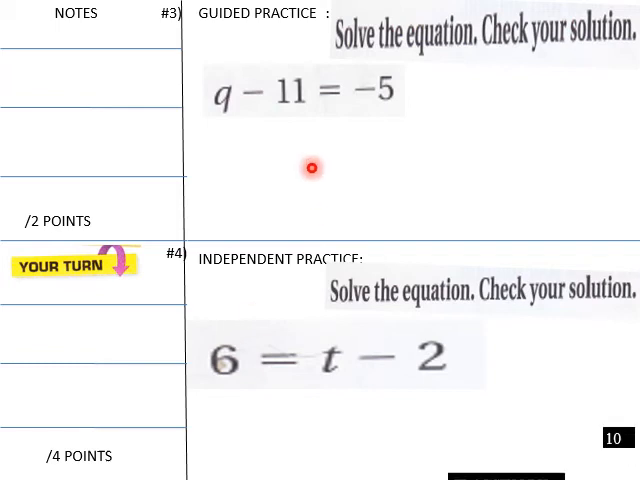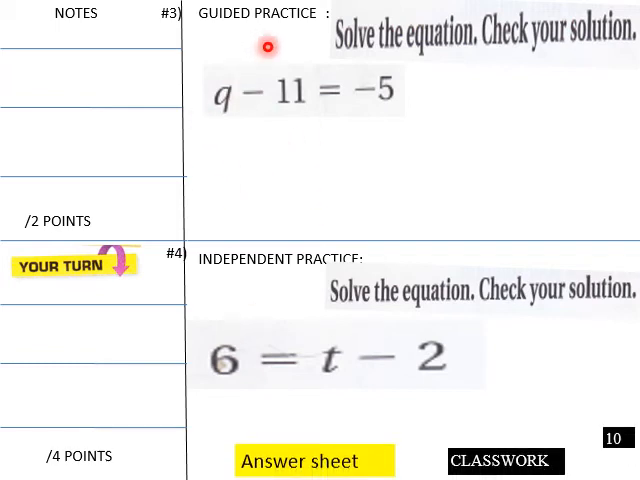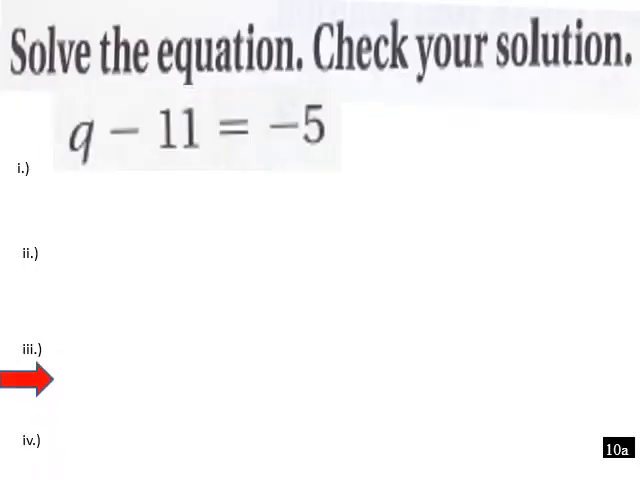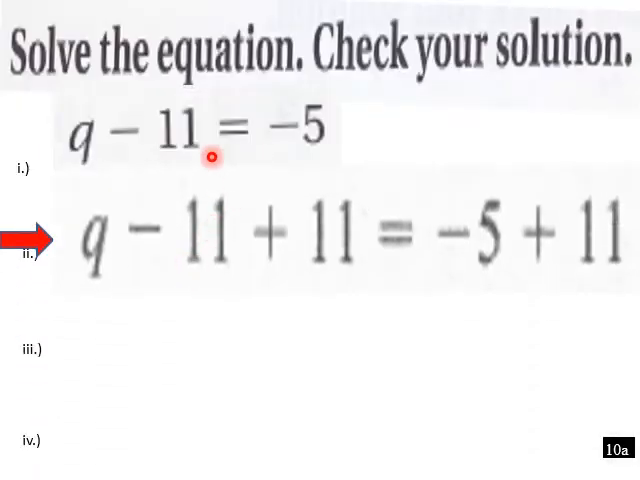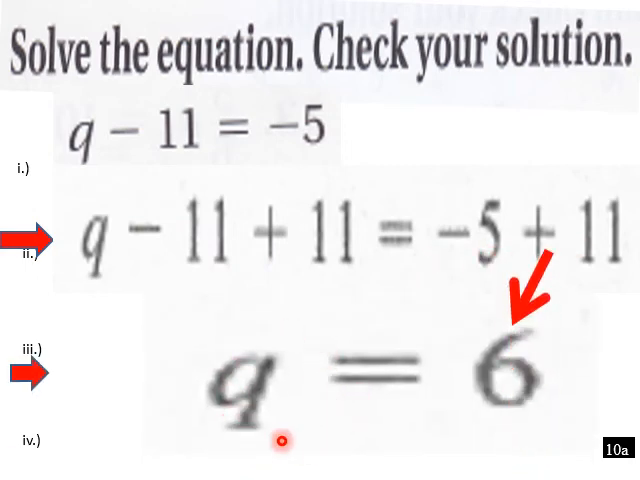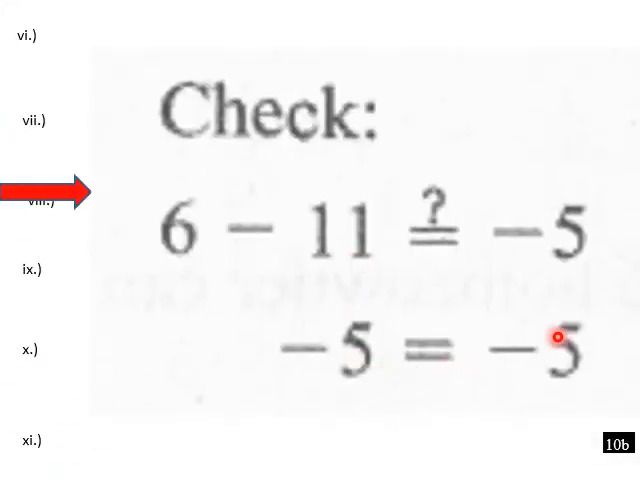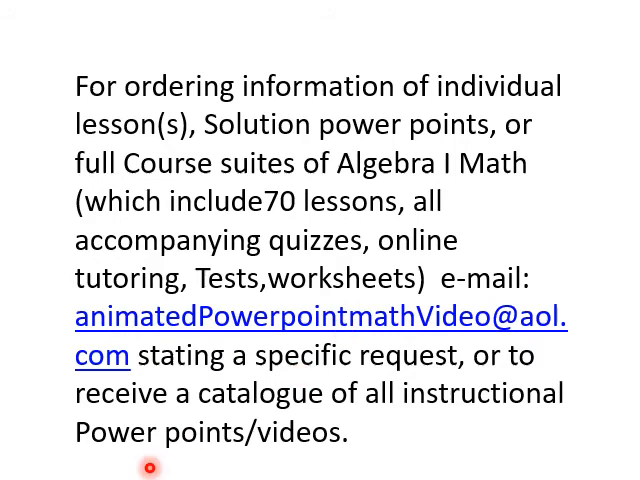Okay. So our second guided practice here, solve the equation. Students, this is on you. So solve the equation. How do we do that? We're going to add 11 to both sides, don't we? We want to isolate our q, right? So we've got to add 11 over here. These cancel out. Then you have negative 5 plus 11, so q equals 6. And our check, right? Here's our check. Negative 5 equals negative 5. It checks out. So that was part 1 of 2.2.